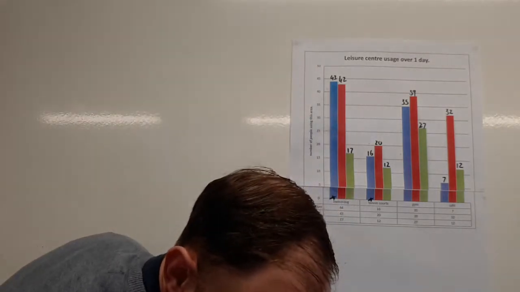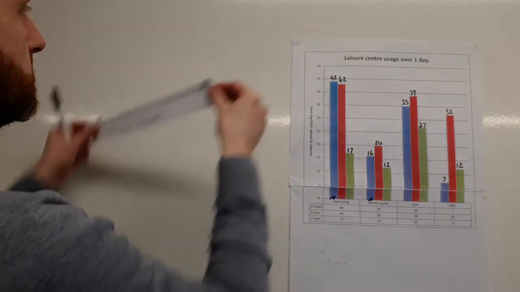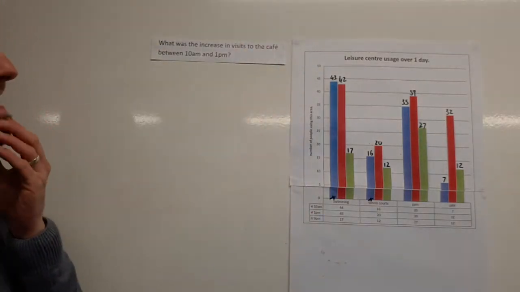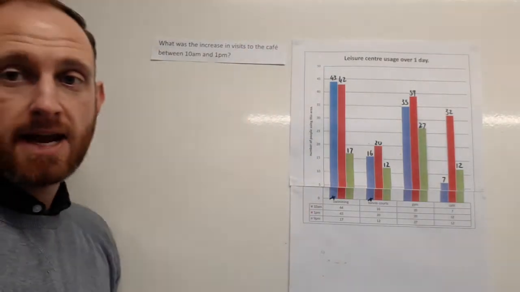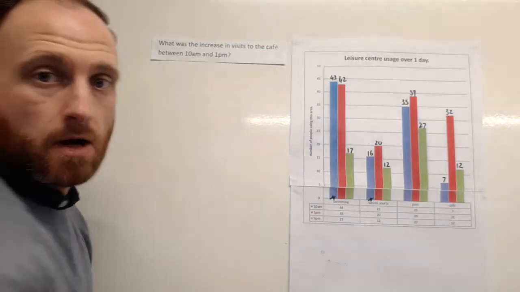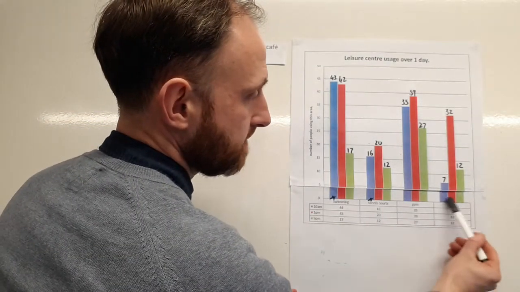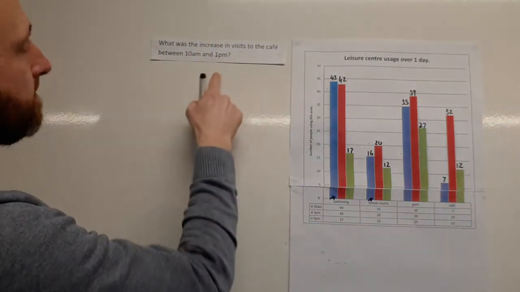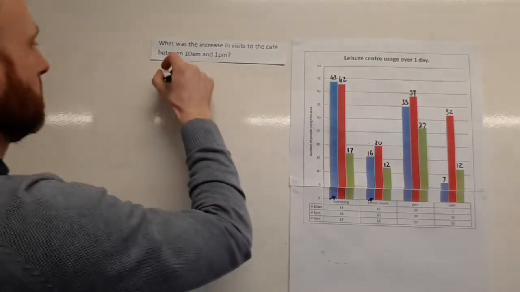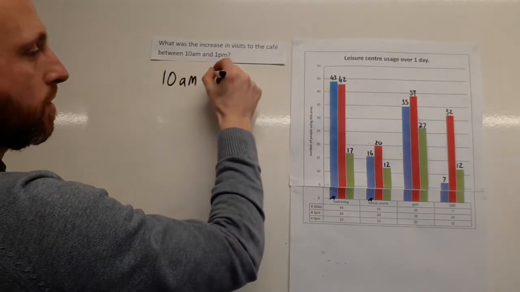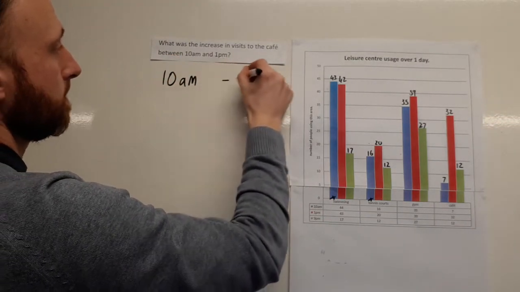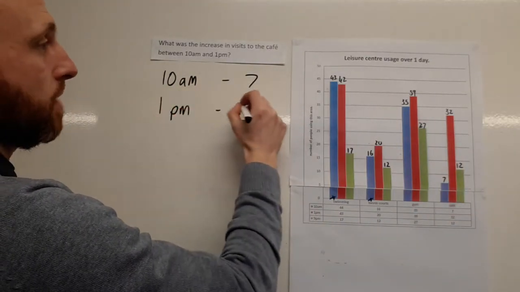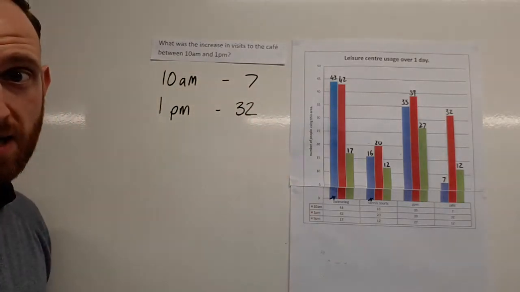Let's look at this one. This one's a slightly different bit of vocabulary that we haven't really talked about too much. What was the increase in visits to the cafe between 10 a.m. and 1 p.m.? So this time I'm concentrating on the cafe, which is this set of data here. So what was the increase in the cafe from 10 a.m. to 1 p.m.? So at 10 a.m. there were 7 people in the cafe, and at 1 p.m. there were 32 people in the cafe.